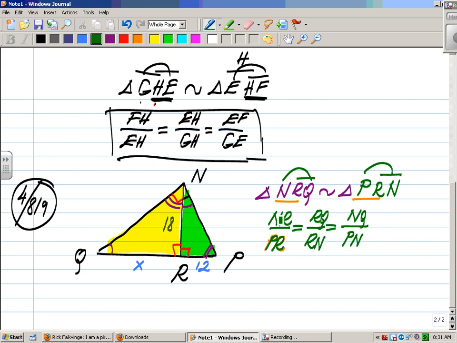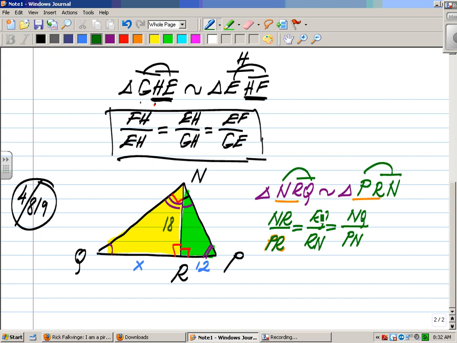If you want, you should check. Each one of the sides should oppose the same angle, right? NR in the yellow triangle opposes angle Q. PR opposes angle RNP, which is congruent to angle Q. So we're good. RQ opposes this angle here. RN opposes angle P, which is congruent to that angle we just used, QNR. And NQ opposes the 90-degree angle. PN opposes the 90-degree angle in the green triangle. So our statements are fine.